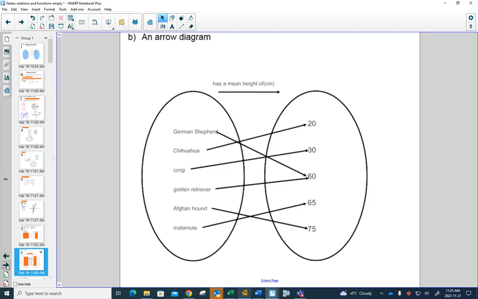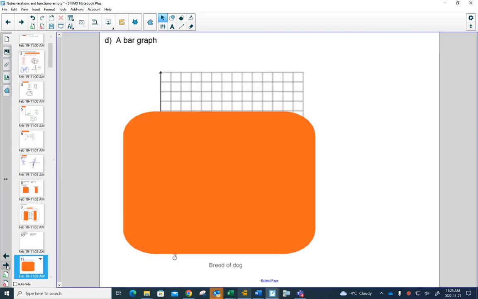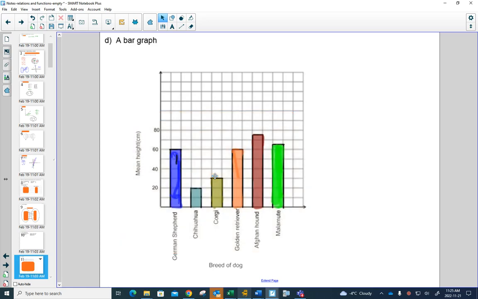All right, here is a set of ordered pairs. This one you don't have to write down because I gave it to you, right? But no, we could just talk about it. Oh, yeah. I was trying to talk about it.